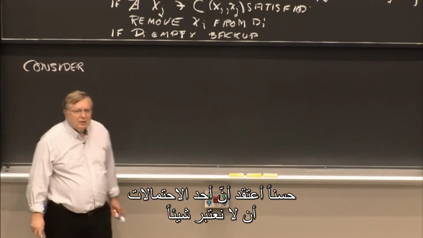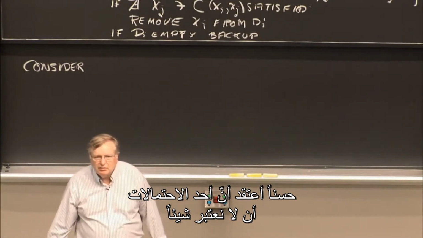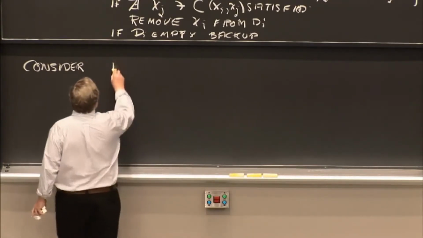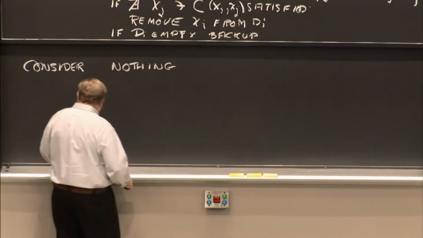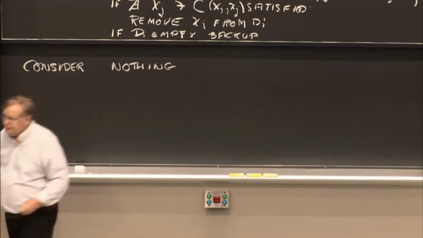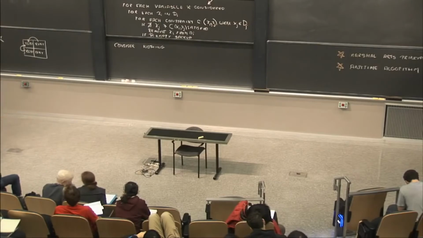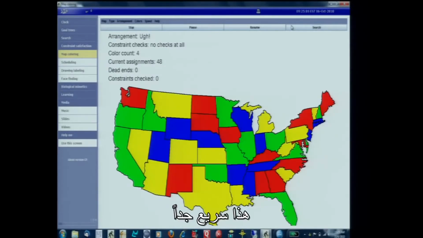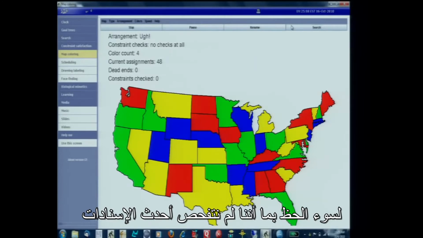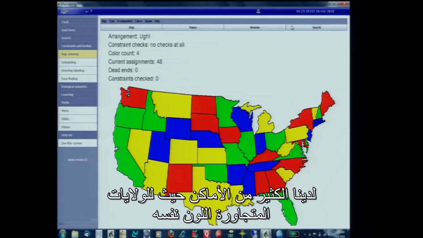Oh, I guess one possibility is to consider nothing. Let's try it out. So our type of search is going to be no checks. What do you think is going to happen? We're not even checking the assignment. Well, that's pretty fast. Unfortunately, since we haven't even checked the most recent assignment, we get lots of places where there are states that are adjacent to each other that have the same color. Well, that's no good.